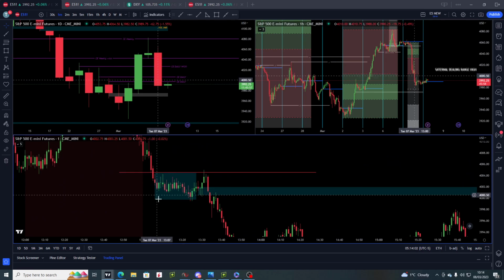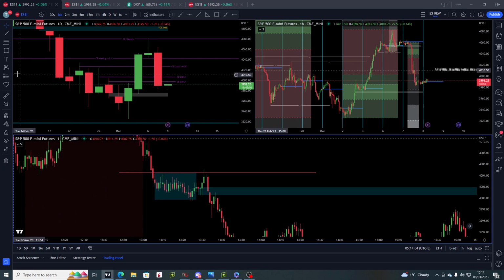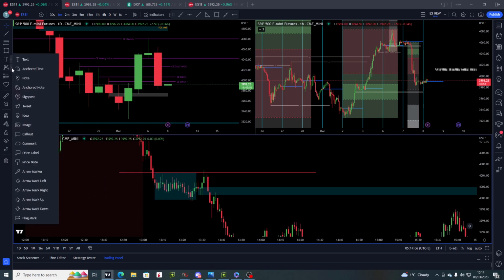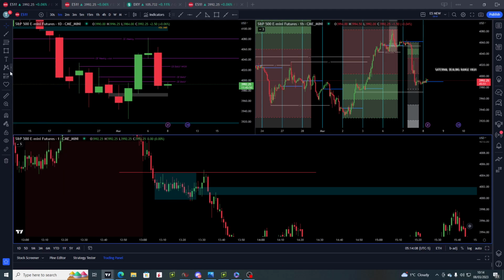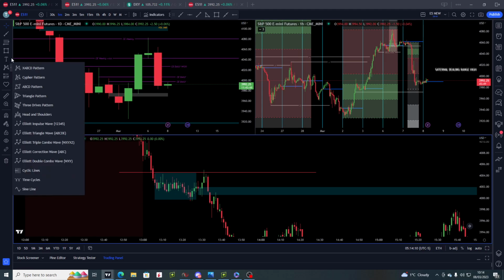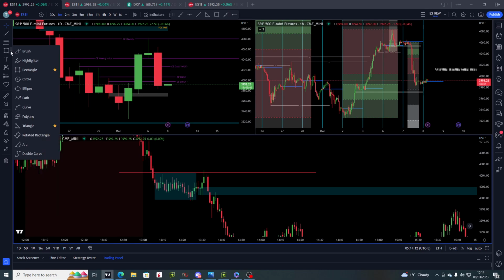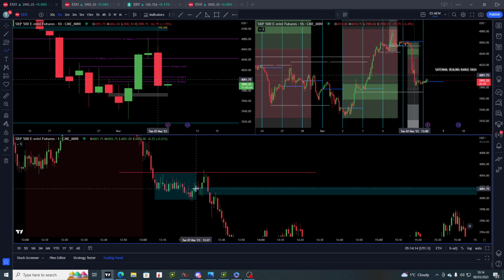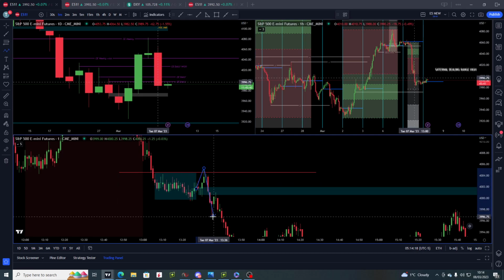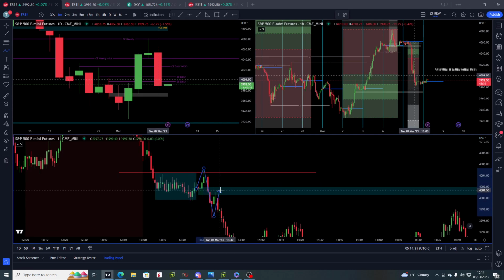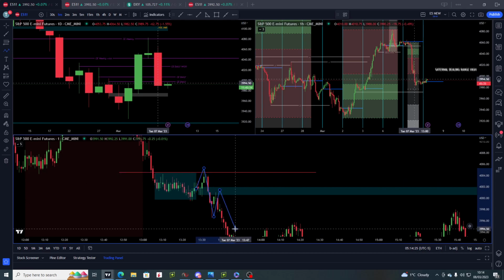Price delivery in this instance was this consolidation. And for those of you who have been with me a while, you'll know that I like a box setup, right? So let me just bring out my little tools here. So we had this expansion out which broke above this consolidation, then we broke below, and then we broke back in to retest this level of consolidation, and then we're looking for expansion lower.